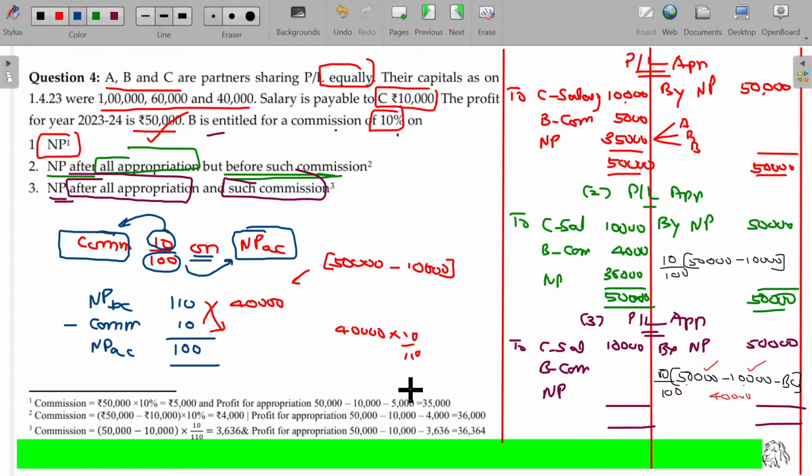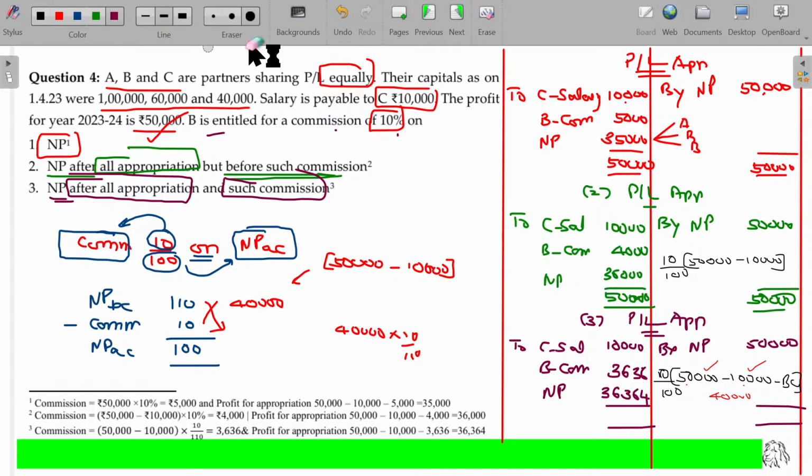So 40,000 into 10 by 110, what's the final value? Come on. 3,636. Balance being 36,364 is the net profit shared among the three partners. So from this, it is very clear.